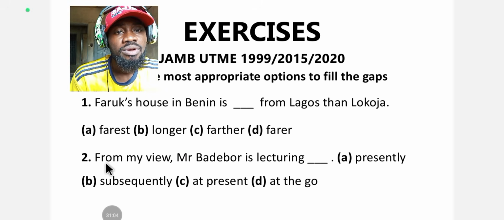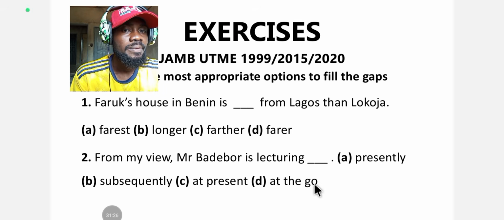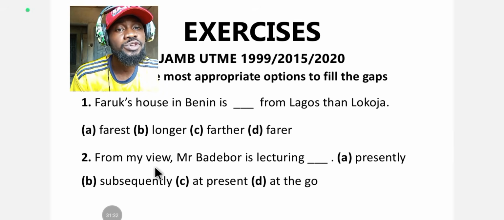Number 2. From my view, Mr. Badebo is lecturing dash. A. Presently. B. Subsequently. C. At present. D. At the goal. What's your answer? You answered right. The correct option is option C, at present. From my view, Mr. Badebo is lecturing at present.